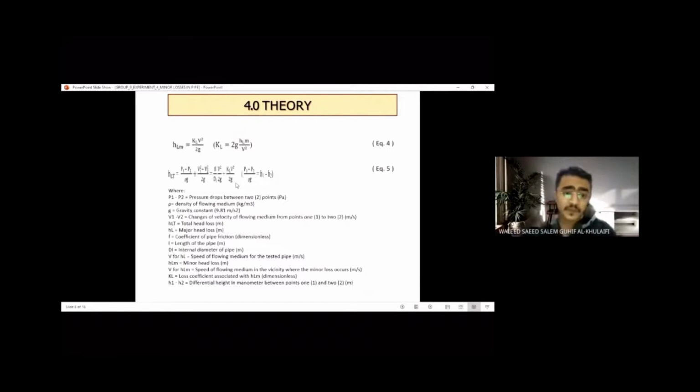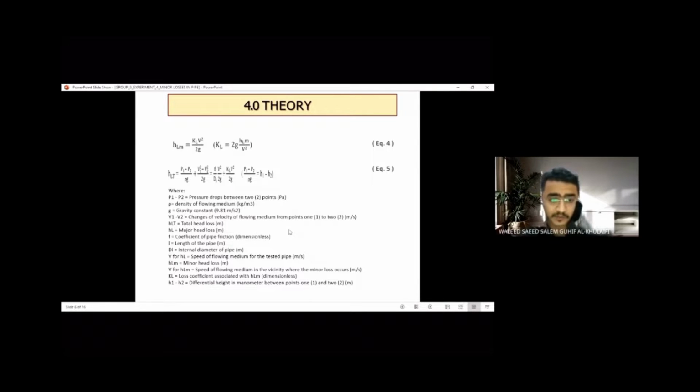Here P1 minus P2 represents the pressure drop between 2 points, in pascals. We also have the density of the flowing medium, and G, the gravity constant, which is 9.81. We also have V1 minus V2, which is the change of velocity of the flowing medium from point 1 to point 2. Also, we have HLT, the total head loss. We have HL, the major head loss. Also, we have F, the coefficient of pipe friction. We have L, which represents the length of the pipe.